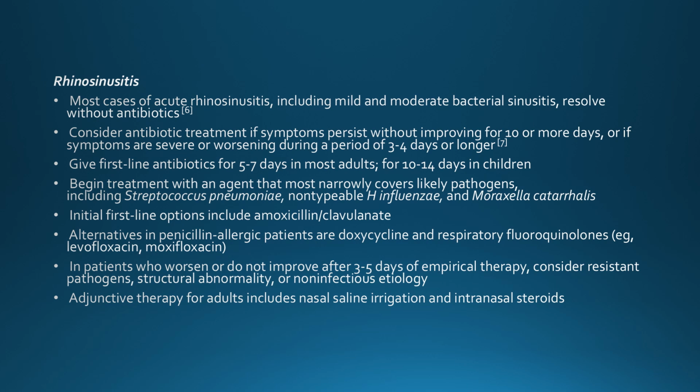Begin treatment with an agent that most narrowly covers likely pathogens like Streptococcus pneumoniae, non-typeable H. influenzae, and Moraxella catarrhalis. Initial first-line options include co-amoxiclav. Alternatives in penicillin-allergic patients are doxycycline and respiratory fluoroquinolones. In patients who worsen or do not improve after 3 to 5 days of empirical therapy, consider resistant pathogens, structural abnormality, or non-infectious etiology. Adjunct therapy for adults includes nasal saline irrigation and intranasal steroids.